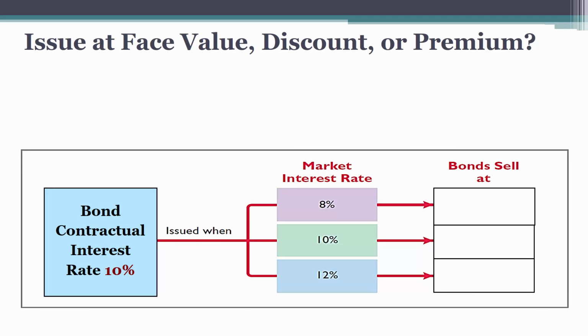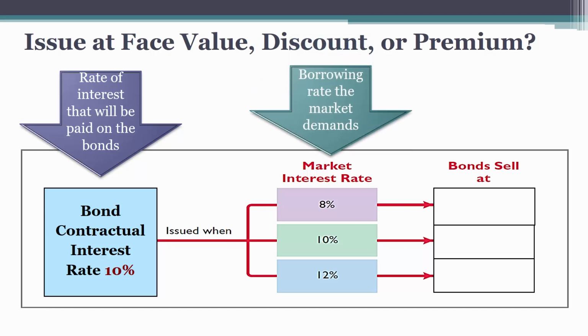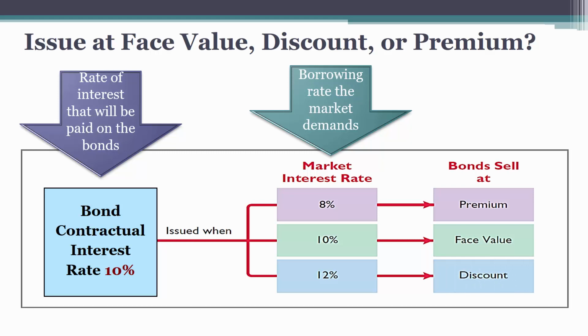Now when a bond is issued, investors compare the contractual rate of the bond, which is the rate that will be paid on that bond, versus what is the market rate? What is the rate that investors are looking for? And so if the contractual rate of 10% is the same as what the market is looking for, the bond is issued at face value. And if the contractual rate is higher than what the market has, then the bond will be issued at a premium. And if the contractual rate is lower, then it will be issued at a discount.